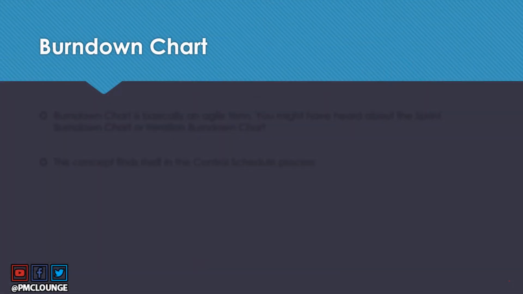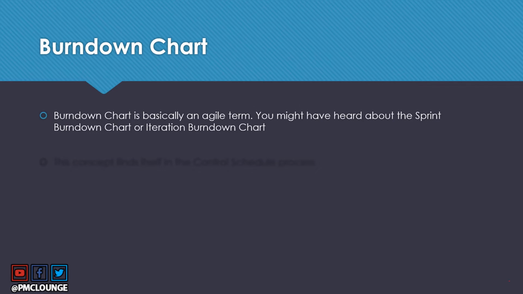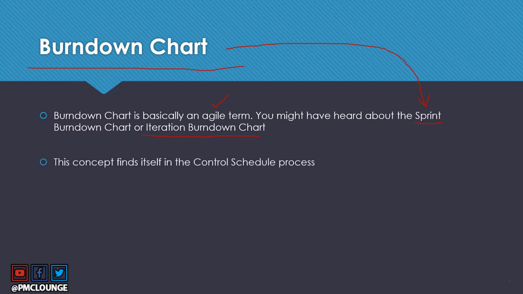So let's talk about Burndown chart. This is basically an agile term. So if you are a project manager or a scrum master that is dealing with projects in an agile environment, it is likely that you would have heard about something like iteration burndown chart or the sprint burndown chart. When we say burn down chart, we are referring to the same burn down chart. We are talking about the same sprint or iteration burn down chart.